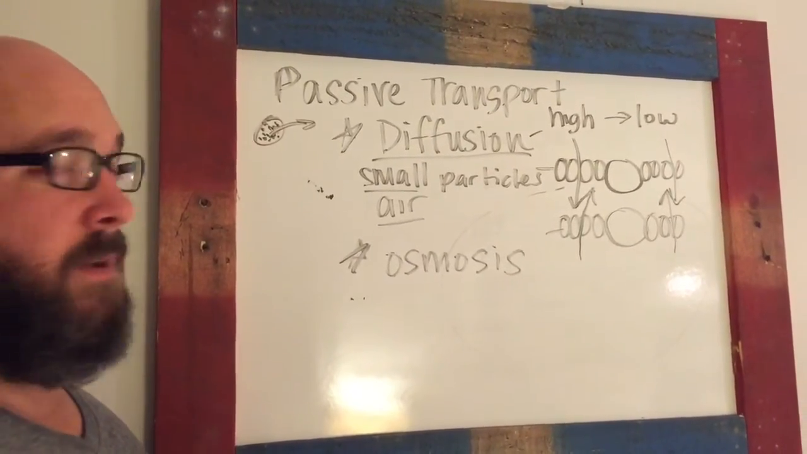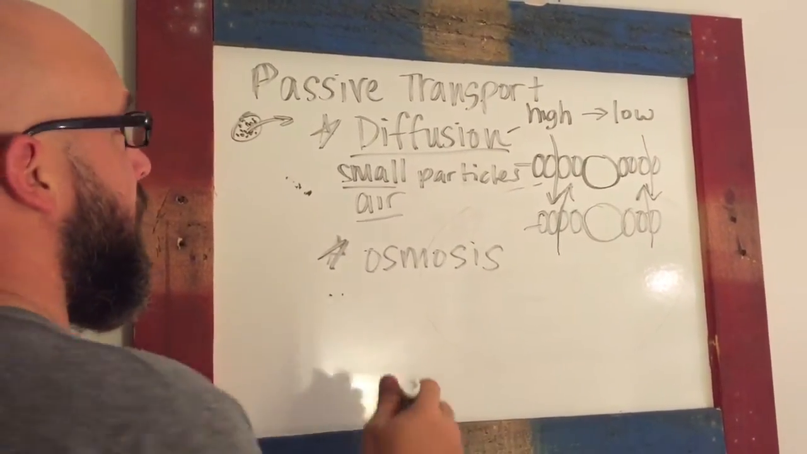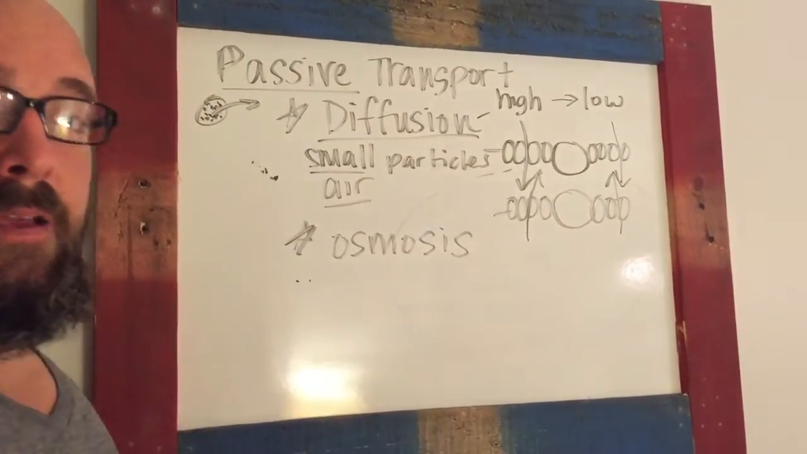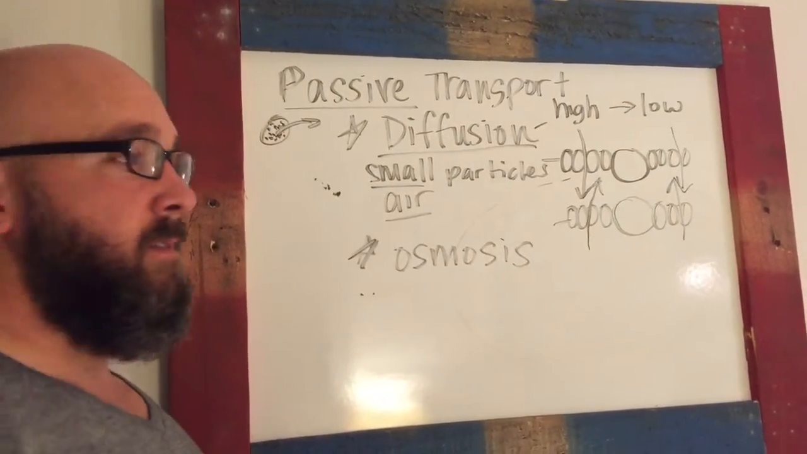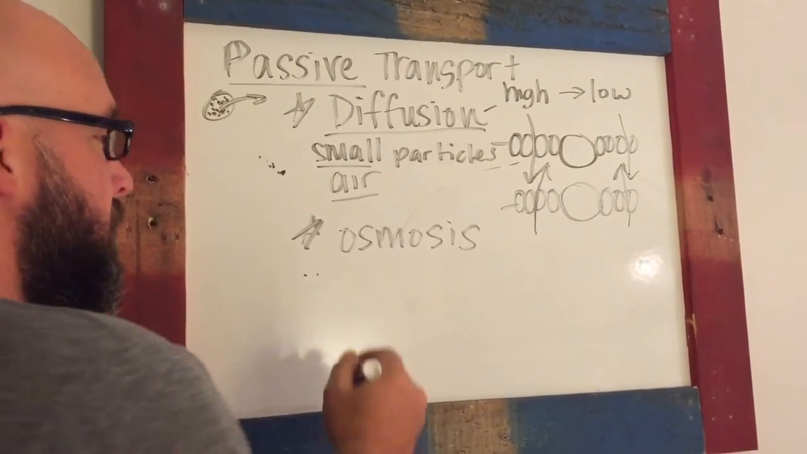So diffusion is always from high to low concentration. It requires no energy, which is what makes it passive transport. Your body just does it. The cells just do it.